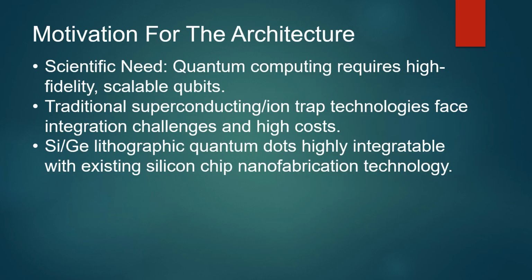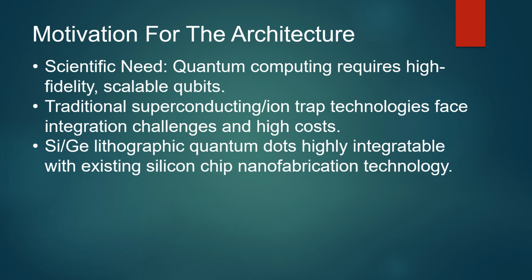So first of all, a quantum dot is a kind of confinement of an electron within nanoscale potential wells. Their energy levels are discretized because of the confinement, and this enables quantum properties. The motivation of this architecture is a scientific need: quantum computing requires high-fidelity, scalable qubits, while traditional superconducting or ion trap technologies have integration challenges, and they are also very costly.